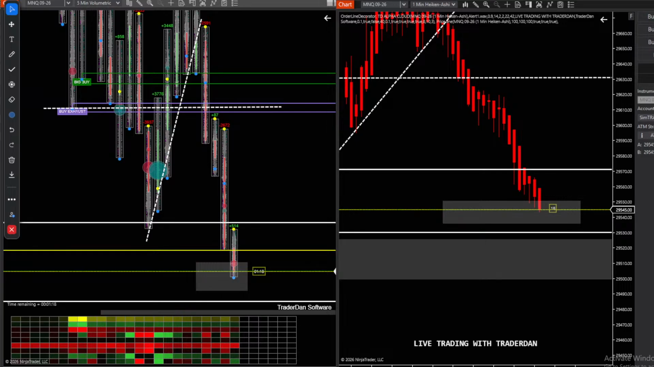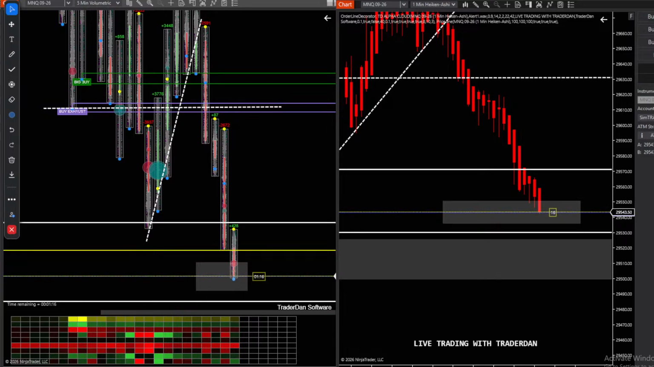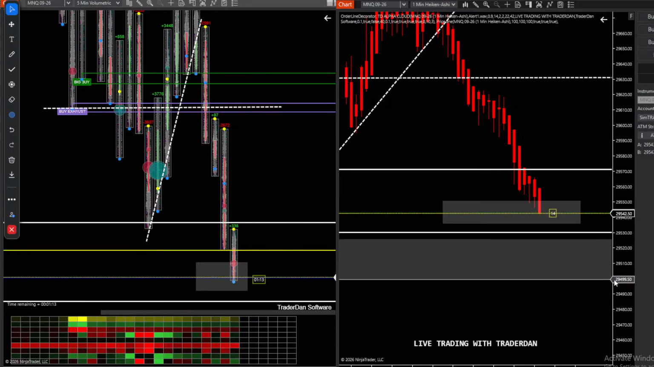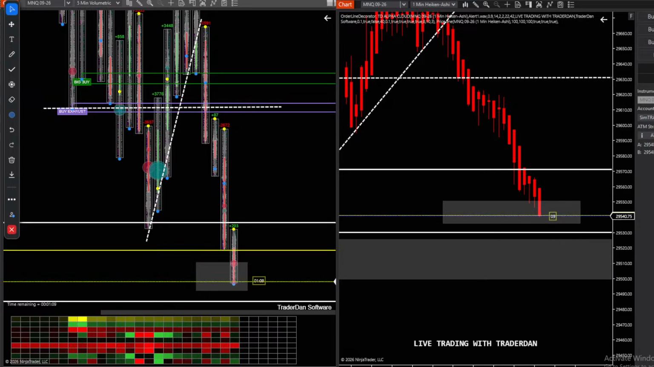All right, there's 540, guys, coming to it. 550 was first target, 540. Then this white line, and then this box, and then in this box we probably flip back up to the upside.